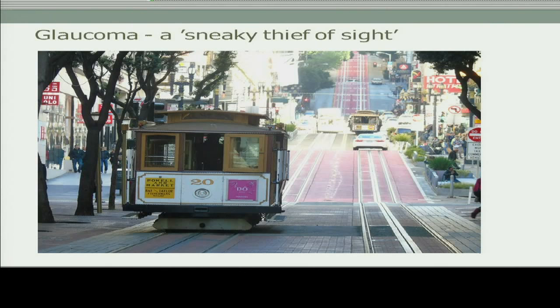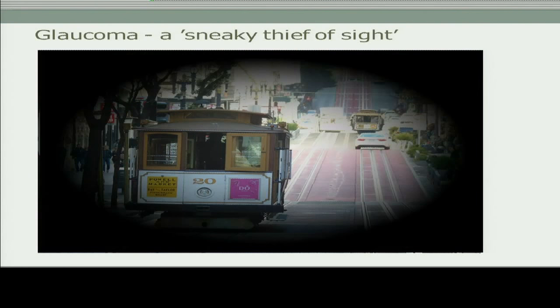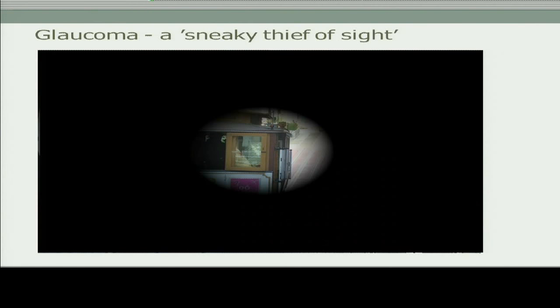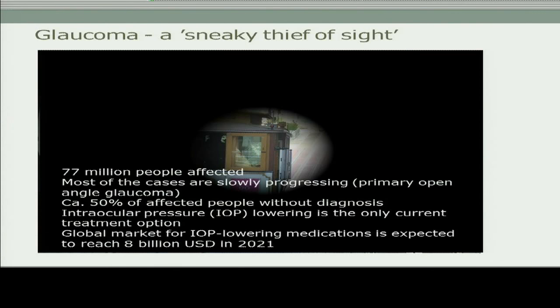So glaucoma is impairing the peripheral vision, and finally it leads to very extreme narrowing of the visual field, so-called tunnel vision. There are around 80 million people affected worldwide, and around 20 million of these people are blind and binocularly blind because of the glaucoma. What is important is that most of the cases of glaucoma, over 90%, are slowly progressing.